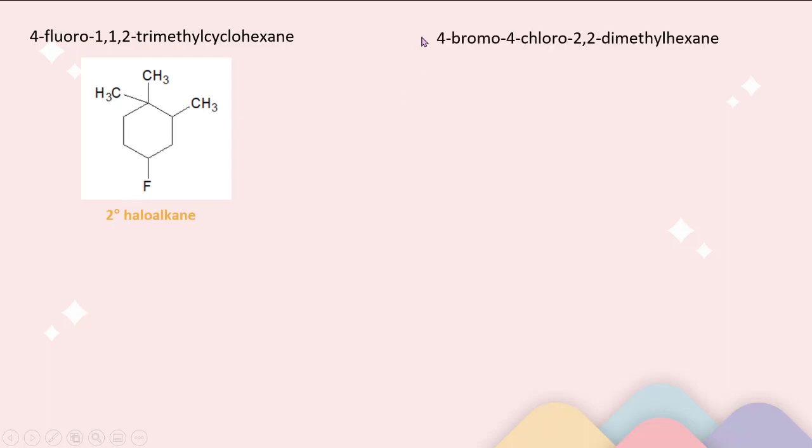The next structure is 4-bromo-4-chloro-2,2-dimethylhexane. So the parent now is a straight chain hydrocarbon, hexane. All right, so at position number 2, there are 2 methyl groups, and then at position 4, you have 1 bromo and 1 chloro. So both halogens are attached to the same carbon, and this is a secondary haloalkane.